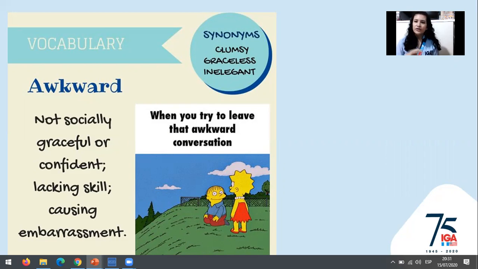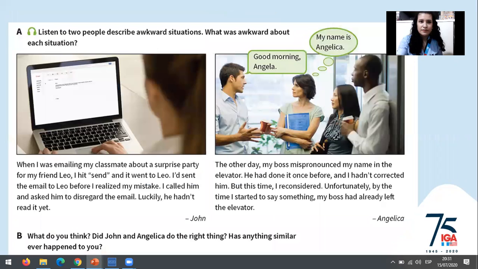So it's going to be easier for you to understand the context of these examples that we're going to be seeing, okay? So let's see. We have here two situations. I'm going to ask you to listen and follow along with your eyes, again, to practice your pronunciation, okay? So pay attention. We're going to read and also listen.